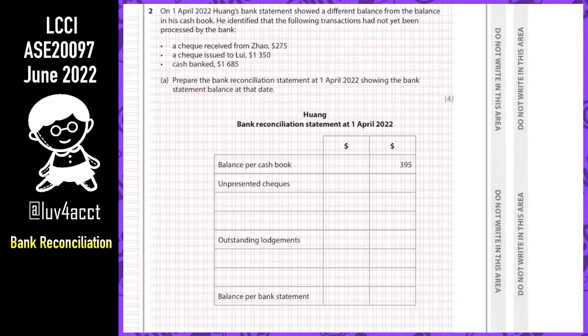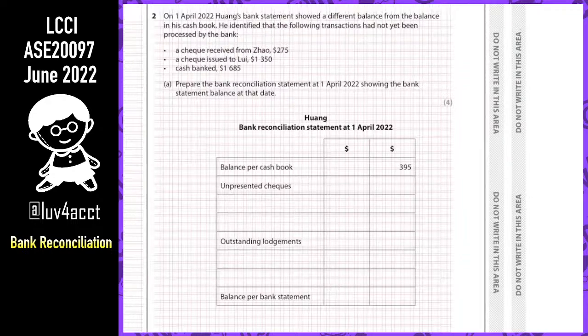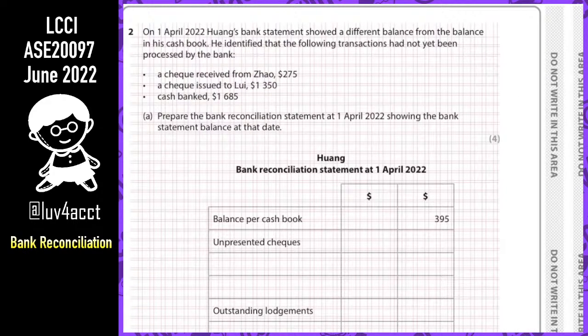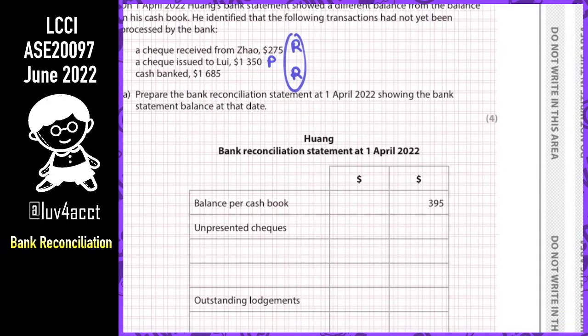So let's see. We have 3 things: check received from Shao, check issued to Lui, and cash banked. These 3 have not been processed. What's important is we know this is a receipt, this is a payment, and this is also a receipt in the bank. Cash banked, your bank account receives money. You have to identify whether it's a receipt or a payment, because receipt will go on the same side, same sign as well, and then payment goes to the opposite.